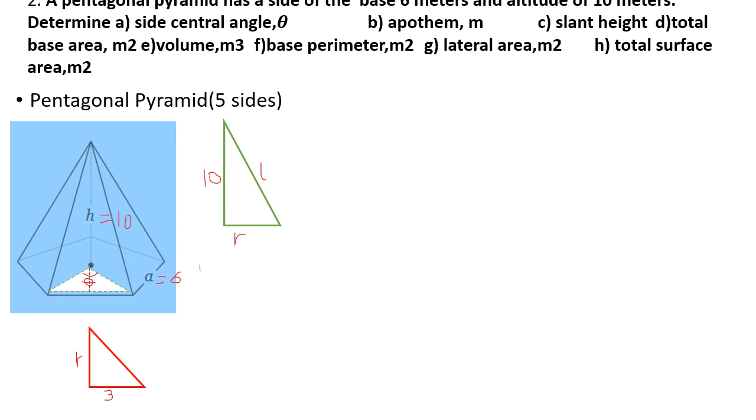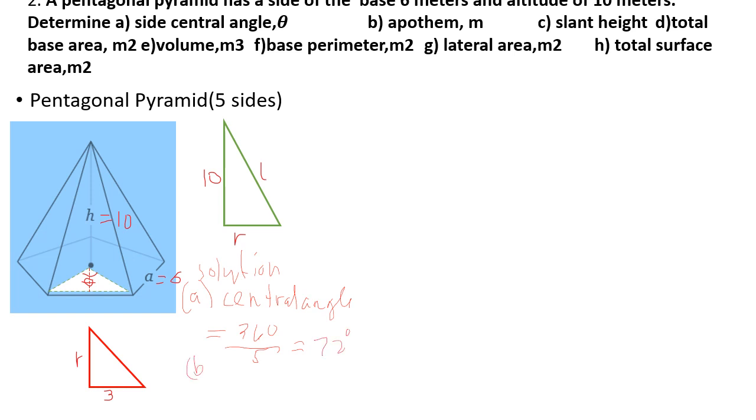So we'll try to solve this one. Solution. Letter A, central angle. Central angle is equivalent to 360 all over n, equals the 5 sides. So you have 72 degrees.